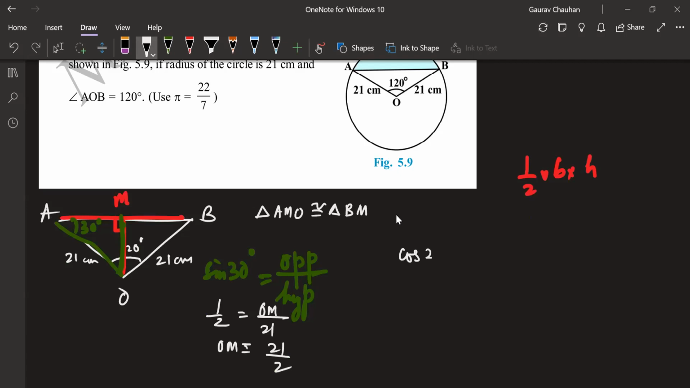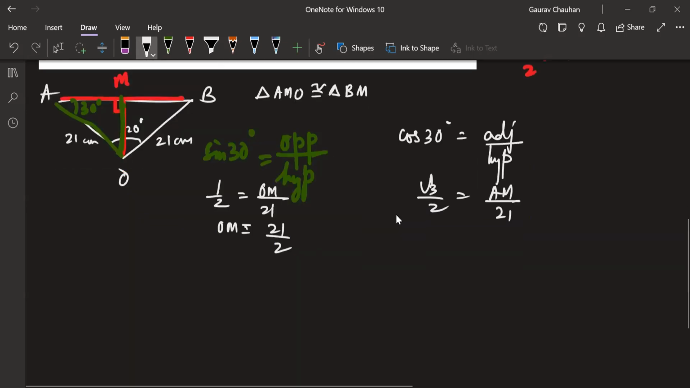Cos 30 is equal to base, or what do you use? Adjacent by hypotenuse. So cos 30, which is root 3 by 2, is equal to AM by hypotenuse, which is 21. AM is equal to 21 root 3 by 2. Okay, so I got OM, I got AM.